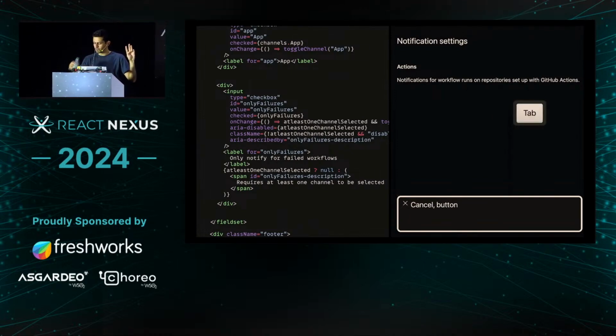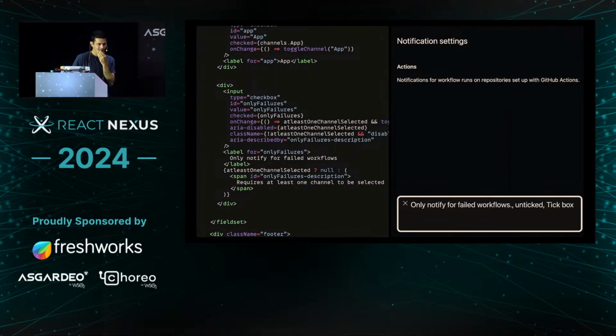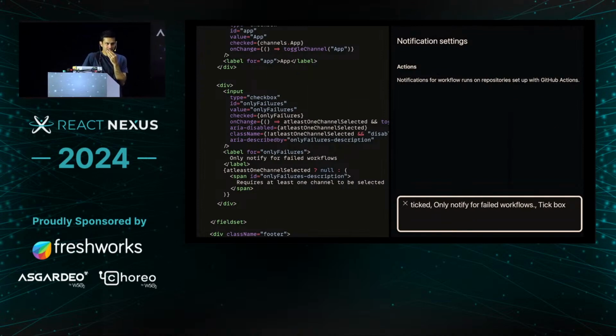Cancel. Button. Add. Email. Untick. Tick box. Tick. Email. Tick box. Add. Only notify for failed workflows. Untick. Tick box. Tick. Only notify for failed workflows. Tick box. Changes saved. Notify me. Email. Failed workflows only.